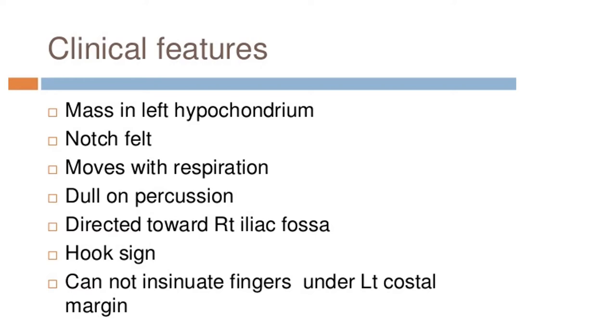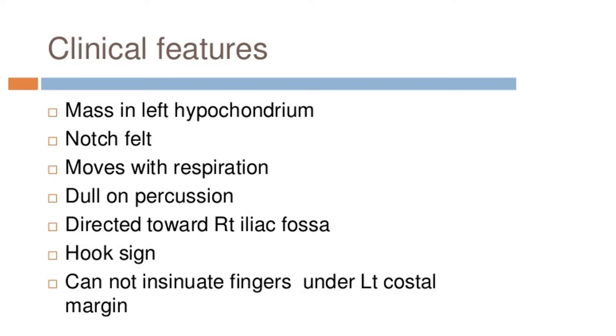Spleen is an intraperitoneal organ, so it moves with respiration, and the renal structures are extraperitoneal or retroperitoneal, so they do not move in respiration. Spleen is dull on percussion, while there are intestine or the peritoneal structures over the kidneys, so they are not dull, they are resonant. Spleen grows towards the right iliac fossa, while the kidneys grow towards the midline.